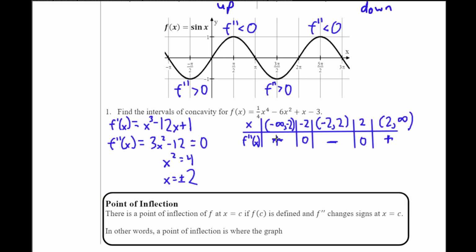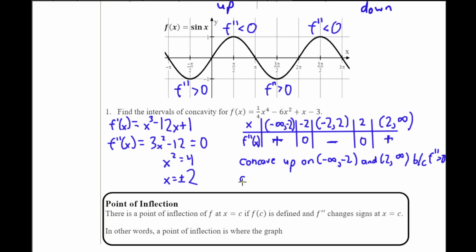So f double prime, when it's positive, means we have a concave up function. So we can say concave up on negative infinity to negative 2 and 2 comma infinity. Let's say because f double prime is greater than 0. That's a B slash C, short for because f double prime is greater than 0.